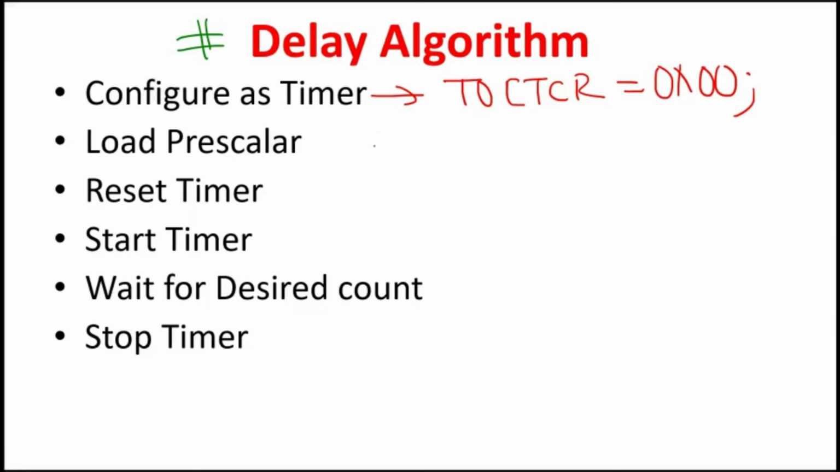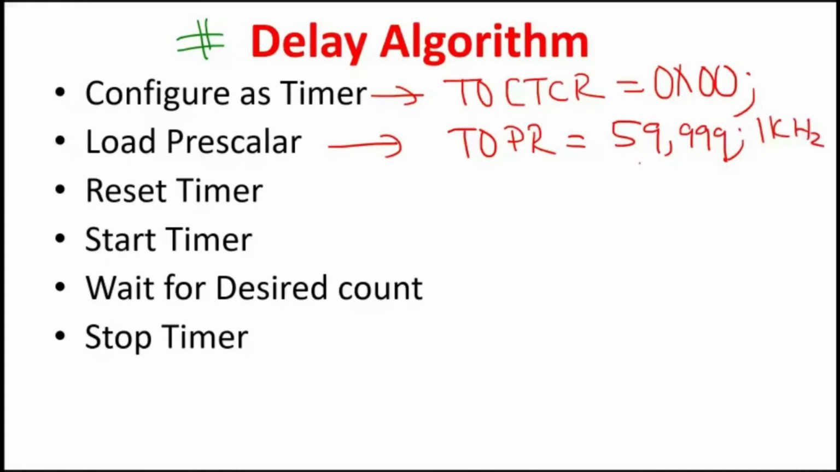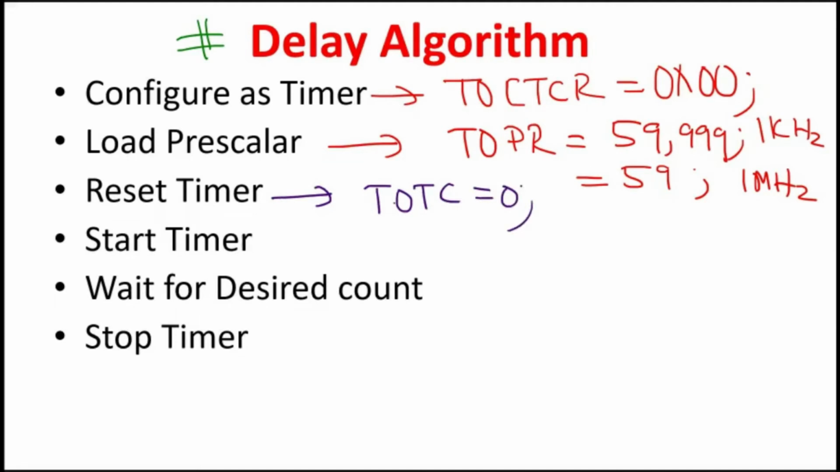Next, you have to load the prescaler with appropriate values. Timer 0 prescaler register is equal to 59,999 if you are interested in a 1 kilohertz clock. The same value becomes 59 if you are interested in a 1 megahertz clock. So that is the prescaler value. I have already told you how to do that. Then reset the timer. Timer 0, timer counter is equal to 0. Simply make the timer value 0.